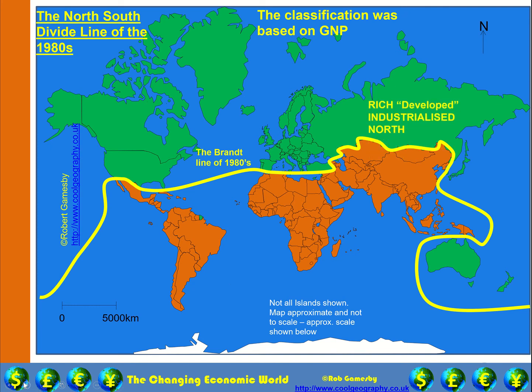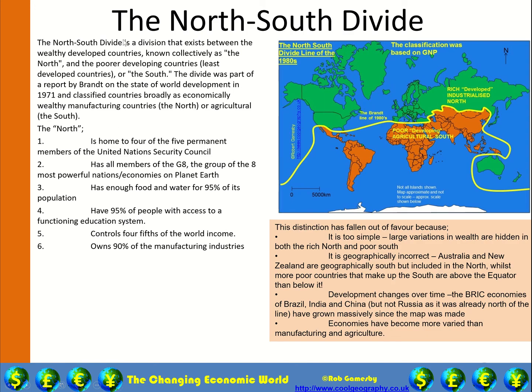Basically it said the countries north of that line were rich, developed, industrialised countries, and the ones south of the line were poor, developing agricultural countries. Now obviously it's very old, nearly 40 years old, and has fallen out of favour. So the idea was it was home to 4 of the 5 permanent members of the UN Security Council. Only the G8 are in that northern bloc. It has enough food and water for 95% of its population. 95% of people have access to functioning education. It controls 4/5 of the world income, and they own about 90% of the manufacturing industries.